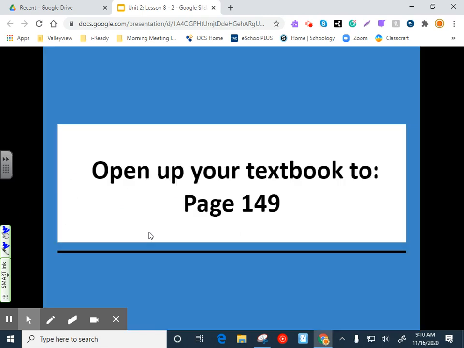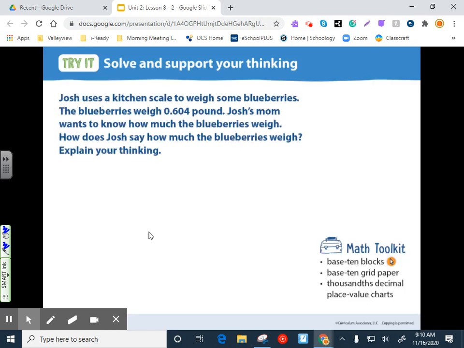All right, so open up to page 149 and let's talk about some blueberries. Okay, Josh uses a kitchen scale to weigh some blueberries. The blueberries weigh 0.604 pounds. So I'm not going to say the correct way until we get to the end here. I'm saying that on purpose. Josh's mom wants to know how much the blueberries weigh. How does Josh say how much the blueberries weigh? Or otherwise, how does he say this out loud to his mom?